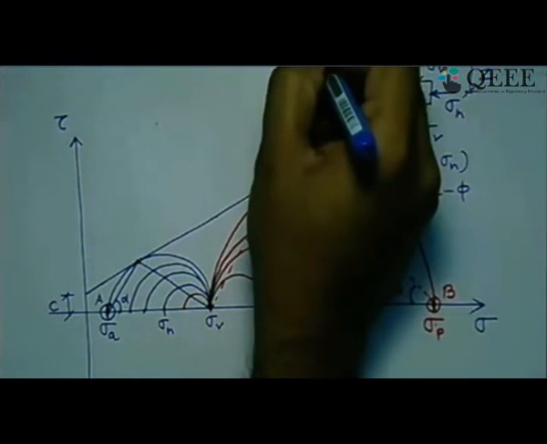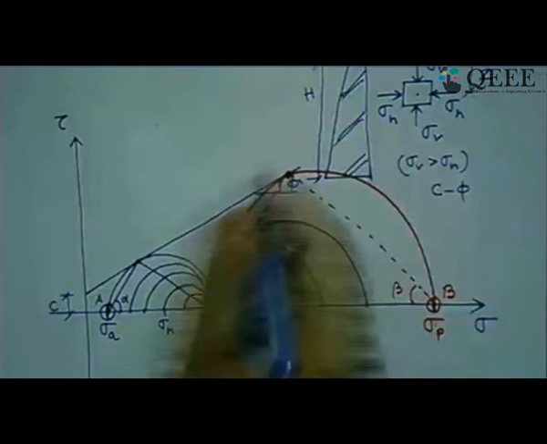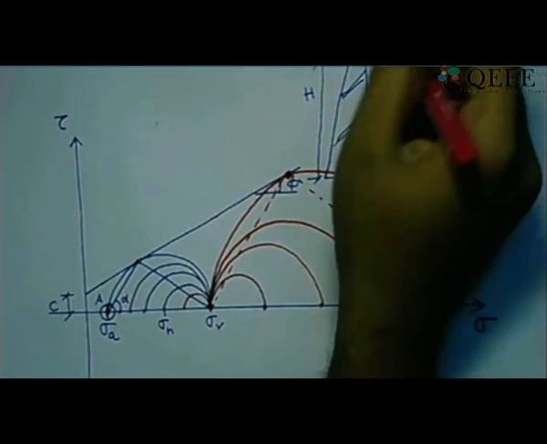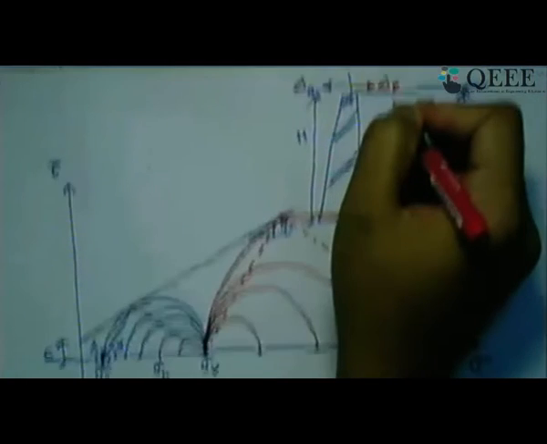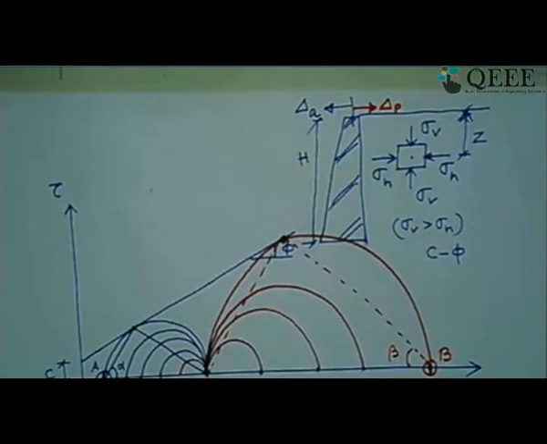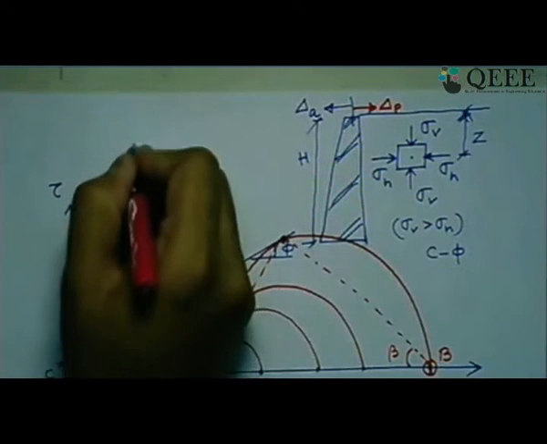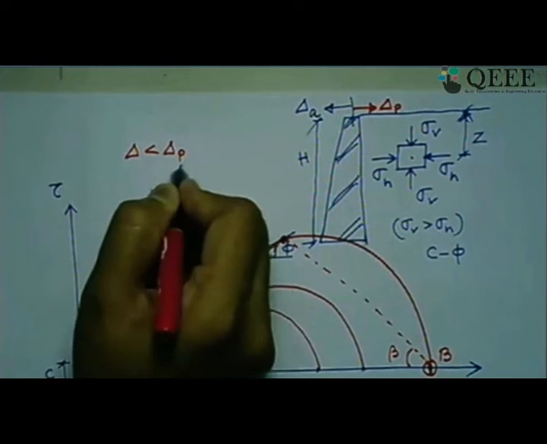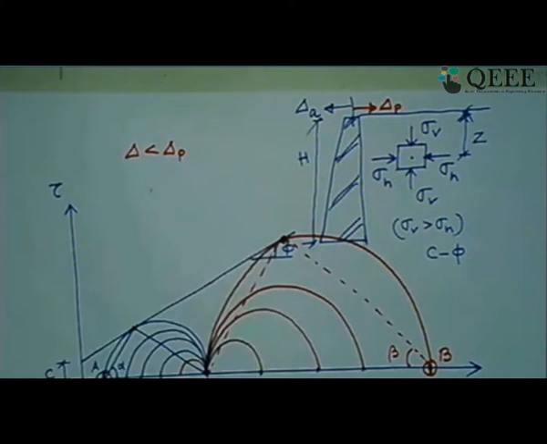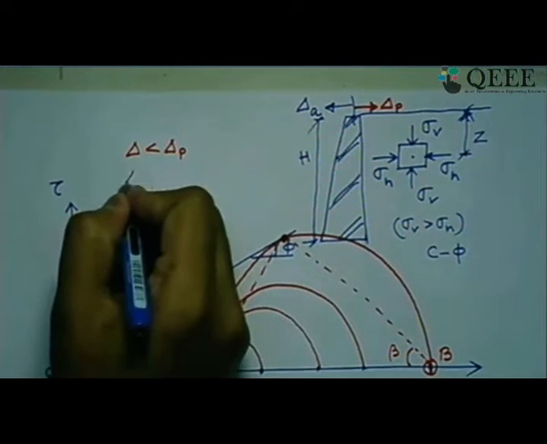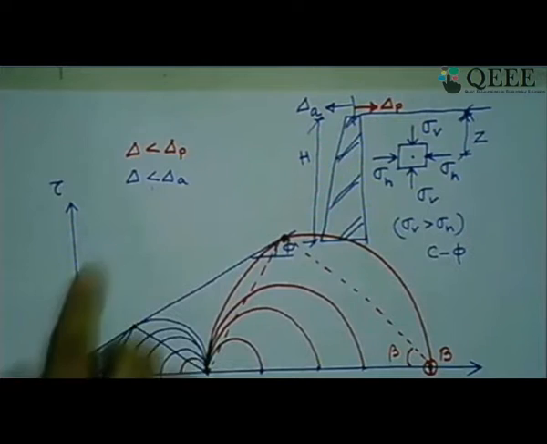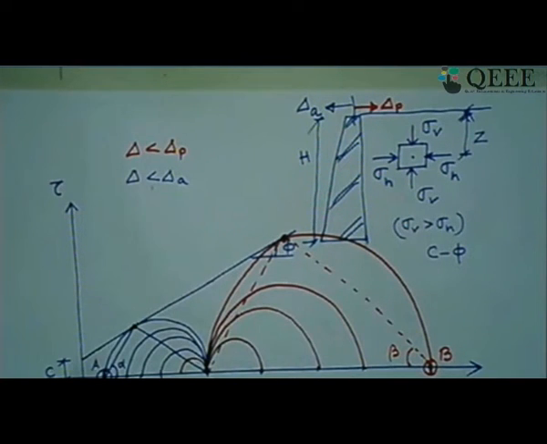In this case we say delta A is the required minimum wall movement to get the complete active state. In this case we say delta P is the amount of wall movement required to get the fully passive condition. If your delta value is less than delta P, then it will be partially passive, and if your delta value is less than delta A, that will be called partially active earth pressure. So these are in between.